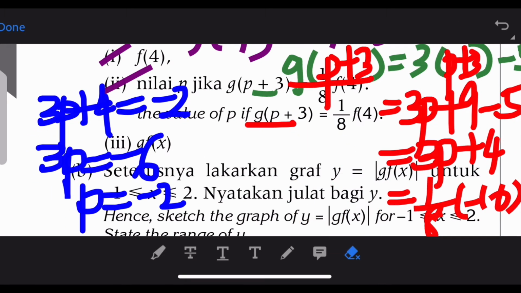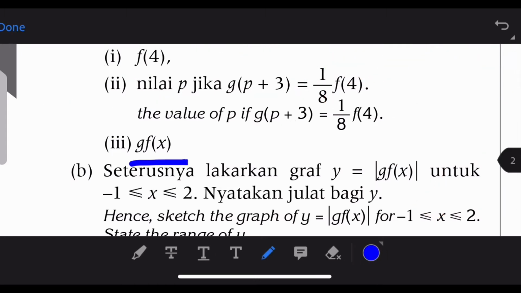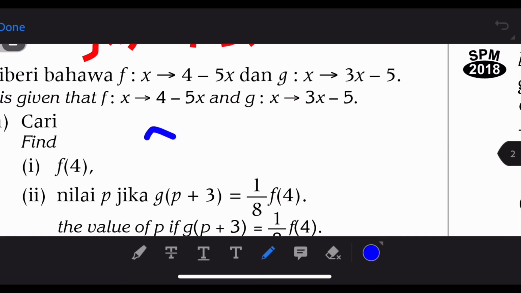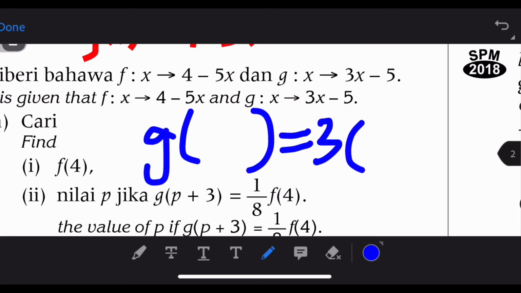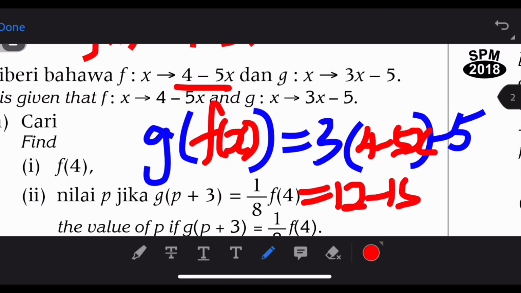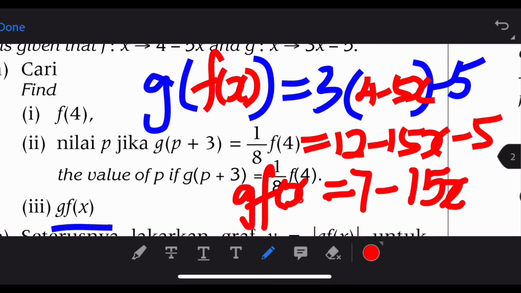Alright, now the question is asking for g(f(x)). Let's find g(f(x)). So we have the g. We copy down g(something) = 3(something) minus 5. Our question is g(f(x)), so we will substitute f(x) here, and f(x) is 4 minus 5x. Then we simplify, it will be 12 minus 15x minus 5. So the answer is just 7 minus 15x. So this is g(f(x)), right?